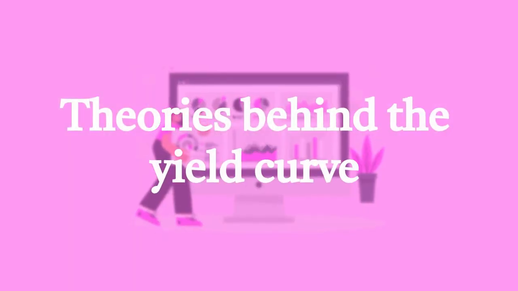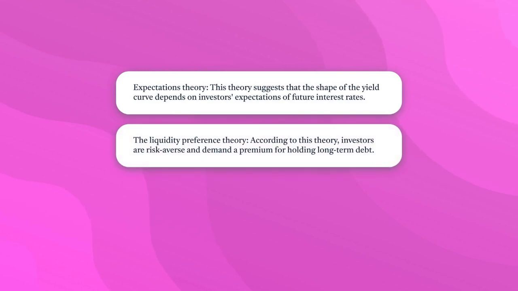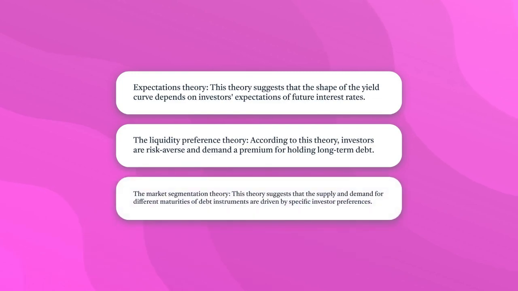Theories behind the yield curve. Expectations theory: this theory suggests that the shape of the yield curve depends on investors' expectations of future interest rates. The liquidity preference theory: according to this theory, investors are risk-averse and demand a premium for holding long-term debt. The market segmentation theory: this theory suggests that the supply and demand for different maturities of debt instruments are driven by specific investor preferences.